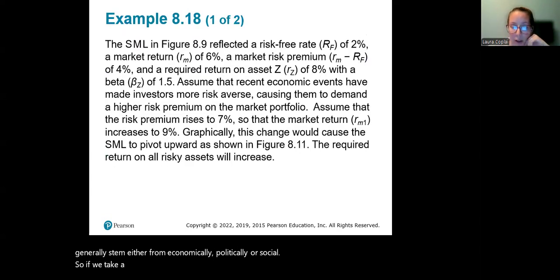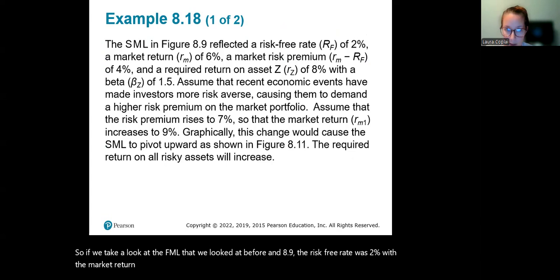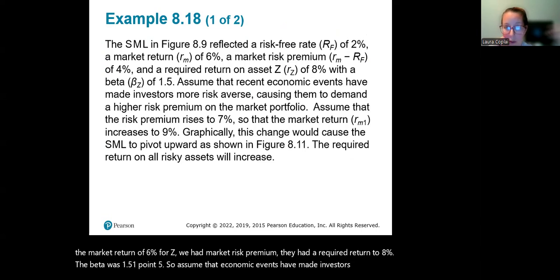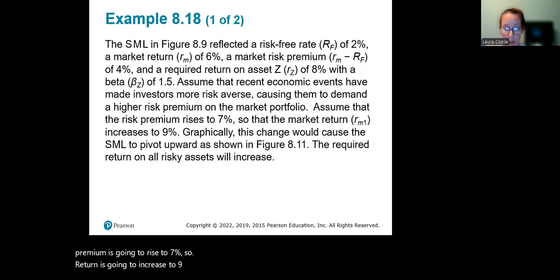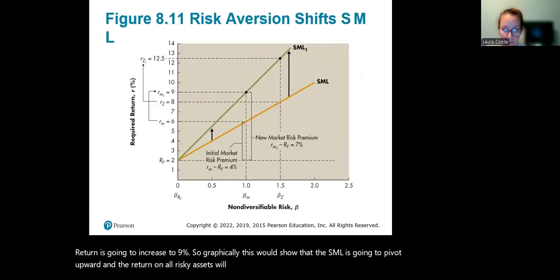So if we take a look at the SML that we looked at before in 8.9, the risk-free rate was 2% with the market return of 6%. For Z, we had the market risk premium. They had a required return of 8%. The beta was 1.5. So assume that economic events have made investors more risk averse. They're now demanding a higher risk premium on that market portfolio. So our risk premium is going to rise to 7%, and our market return is going to increase to 9%. Graphically, this shows that the SML is going to pivot upward and the return on all risky assets will increase. You can see that pivot here on how that changes.